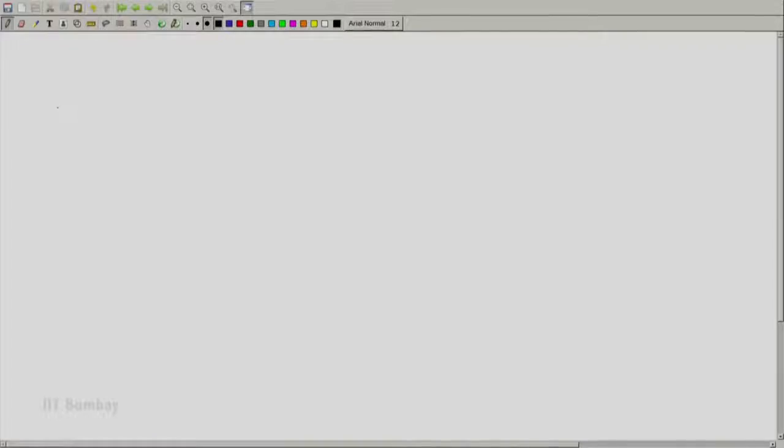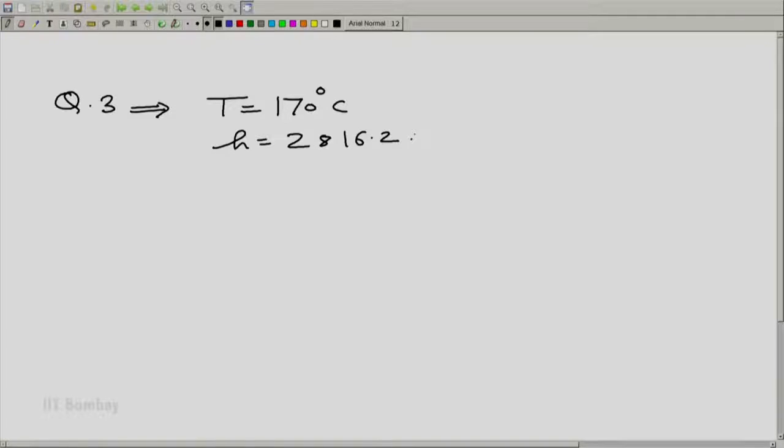Having seen these values of enthalpy at T equal to 170 degree centigrade, now let us compare these values with the given H value in problem number 3. So what is our question 3? T is equal to 170 degree centigrade and H is equal to 2816.2.